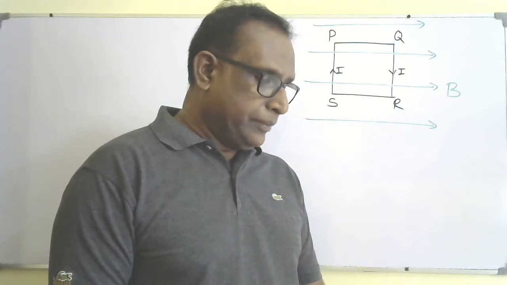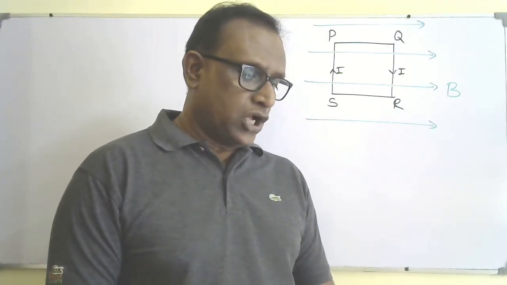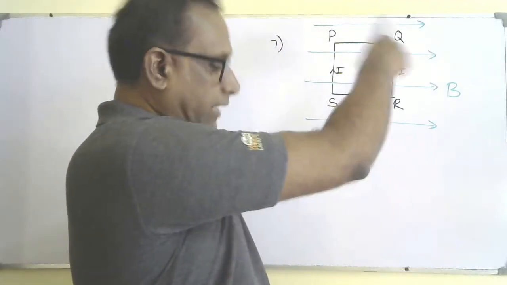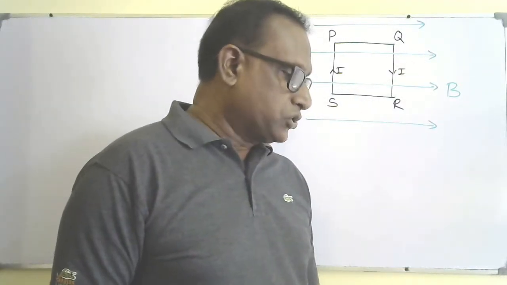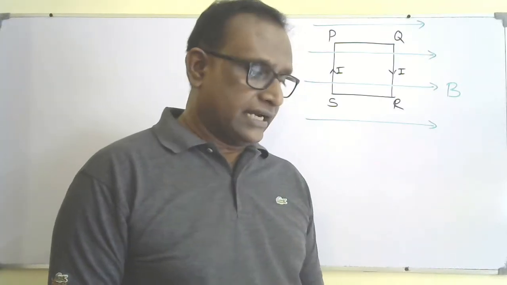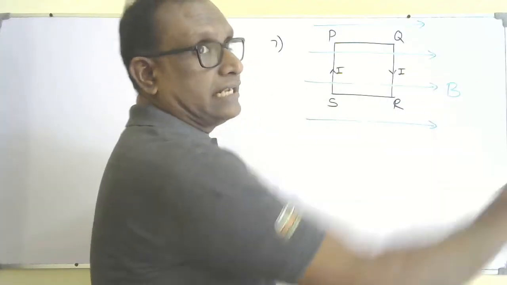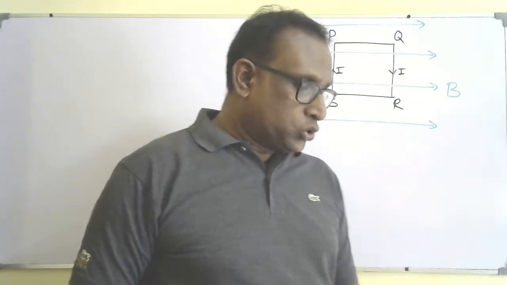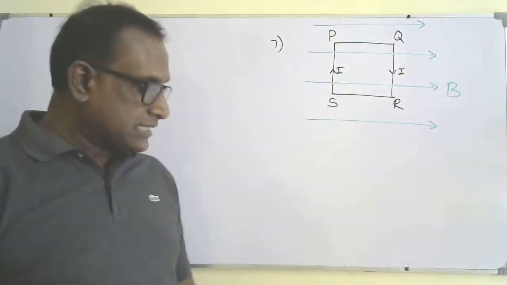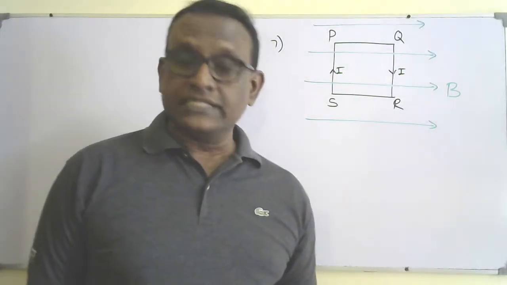A square coil PQRS has sides of length L. There is a clockwise current in the coil as shown. The plane of the coil is parallel to the magnetic field of magnetic flux density, which is directed towards the right. Which row of the table is correct? Sides are given as PQ, QR, RS, SP, and the magnetic force is given.